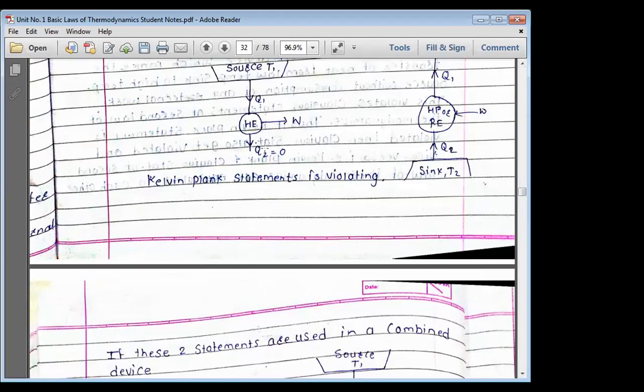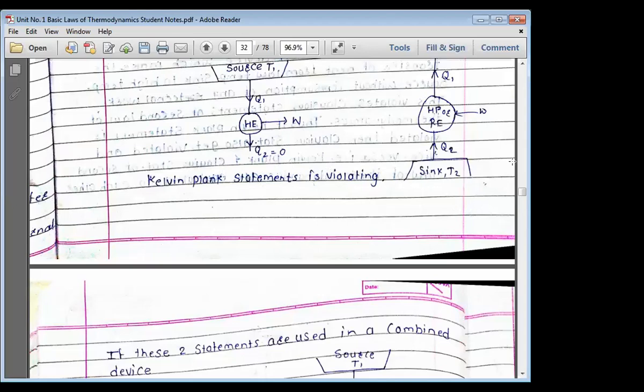म्हणजे इथं काय झालं? केल्विन प्लॅंक स्टेटमेंट इथं खरं झालं का? नाही. केल्विन प्लॅंक स्टेटमेंट मध्ये काय म्हणते की Q2 शुड नॉट बी 0. म्हणजे केल्विन प्लॅंक स्टेटमेंट इज व्हायलेटिंग. तर केल्विन प्लॅंक स्टेटमेंट इथं ओबे करत नाही. व्हायलेटिंग म्हणजे काय होतं? व्हायलेटिंग मीन्स नॉट ओबेइंग. लक्षात ठेवा. केल्विन प्लॅंक स्टेटमेंट आपलं इथं खरं होत नाही, रूल फॉलो करत नाही.